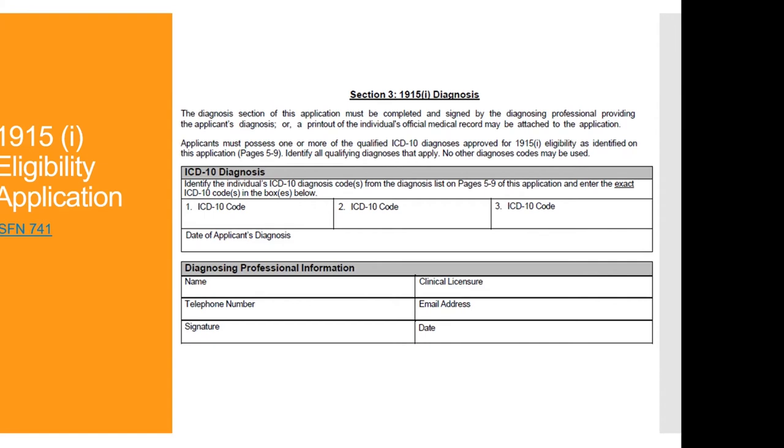It looks like Leanne had a question too. If you can assist individuals completing this application before they're approved.